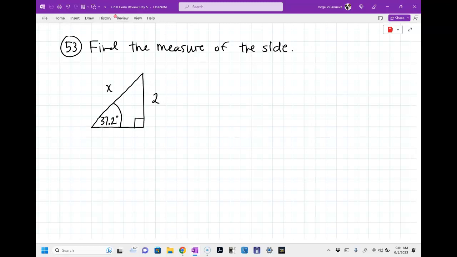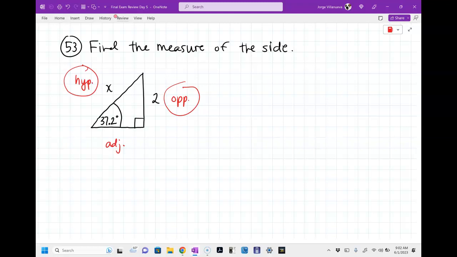So let's label our sides. Remember, always start with your hypotenuse. That way you can find the easiest side, I would say. That's usually the easier side, your hypotenuse. Now, the angle that I have is 37.2. Which side is my opposite, the 2 or the blank side? Which one is opposite? The 2, right? This is opposite the angle. That means this has to be adjacent. Okay? According to what's given to me, which trig function should I use if I have opposite and hypotenuse? Notice adjacent is blank, so I'm not even going to use it.